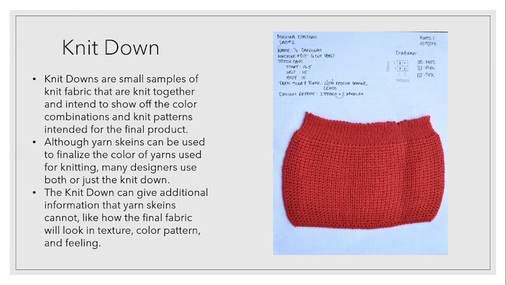The knit down. Knit downs are small samples of knit fabric that are knit together and intended to show off the color combinations and knit patterns intended for the final product. Although yarn skeins can be used to finalize the color of the yarns used for knitting fabric, many designers use both or just the knit down. The knit down can give additional information that the yarn skeins cannot, like how the final fabric will look in texture, color pattern, and in feeling.